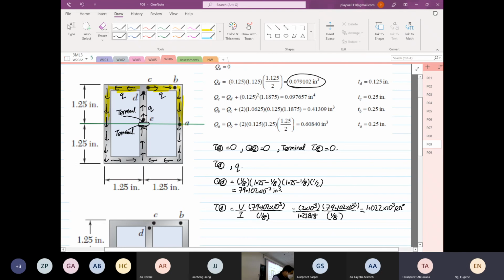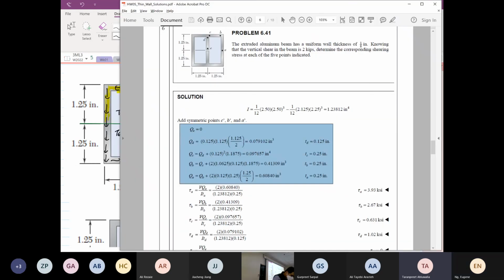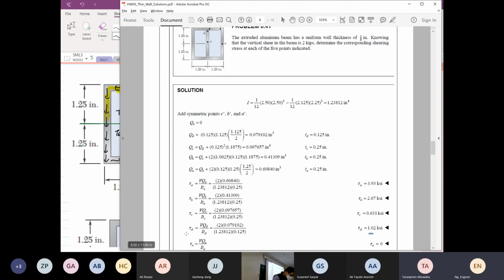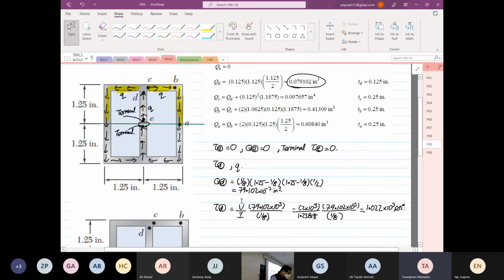So if we look at the solution, 1.002 at point D is exactly the same. The value is down here. It's the same. Now the tricky part is at point C.